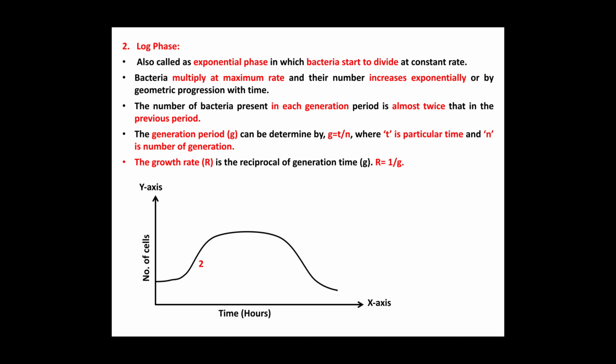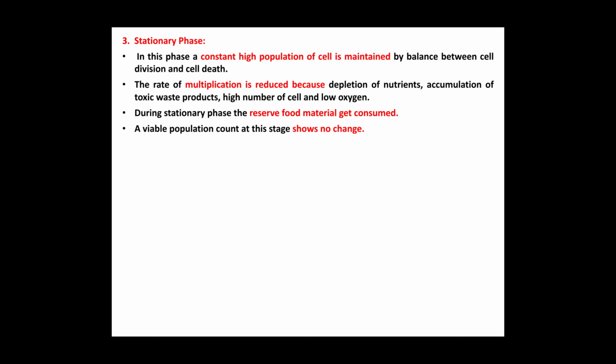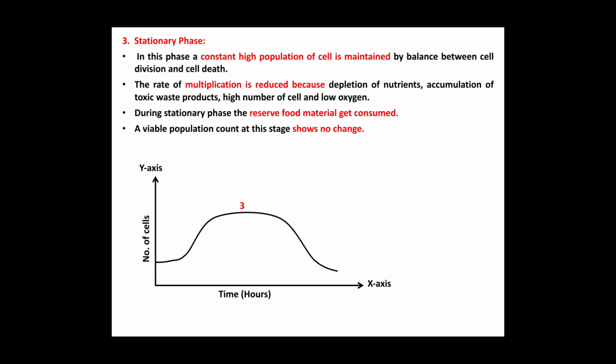The next phase is the stationary phase. In this phase, a constant high population of cells is maintained by a balance between cell division and cell death. In this phase, cells constantly multiply and constantly die, so a constant population is maintained. Hence, this phase is called the stationary phase. You can see in the graph the curve is neither decreasing nor increasing. It is in a constant phase.